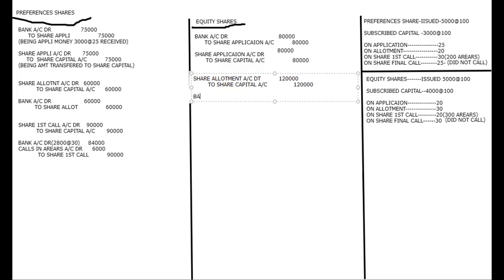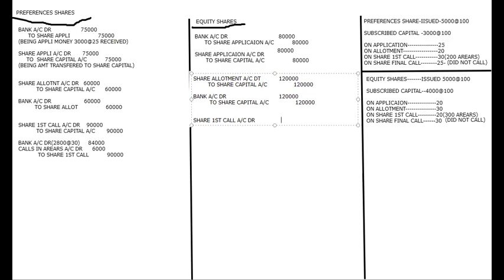Next, did I get the actual amount? I have to check. Yes, we didn't have any problem in the allotment. So that means I got my 1,20,000 as it is. So to bank, to share capital account. This is done. Now here I'm going to see the due entry of share first call account debit.